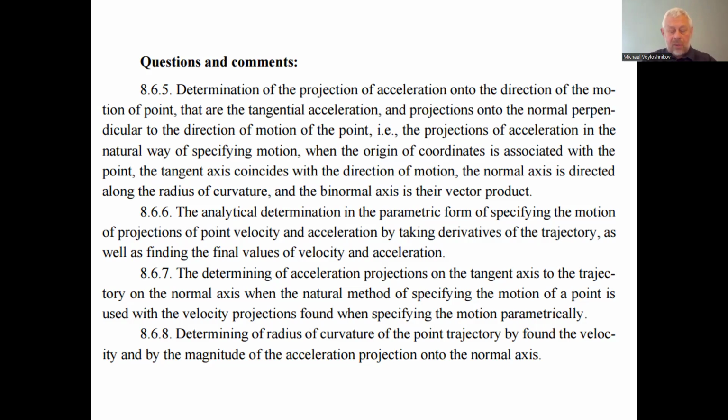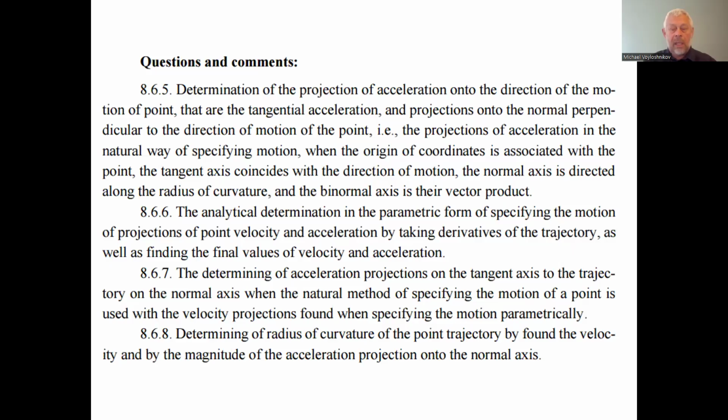Problem 68: determine the radius of curvature of the point's trajectory from the found velocity and the magnitude of the acceleration projection onto the normal axis. If we have the normal acceleration and the velocity, the radius of curvature of the trajectory equals the ratio of the squared velocity to the magnitude of the normal acceleration. So this is how we can find the radius of curvature of the trajectory. And perhaps that is all the questions.